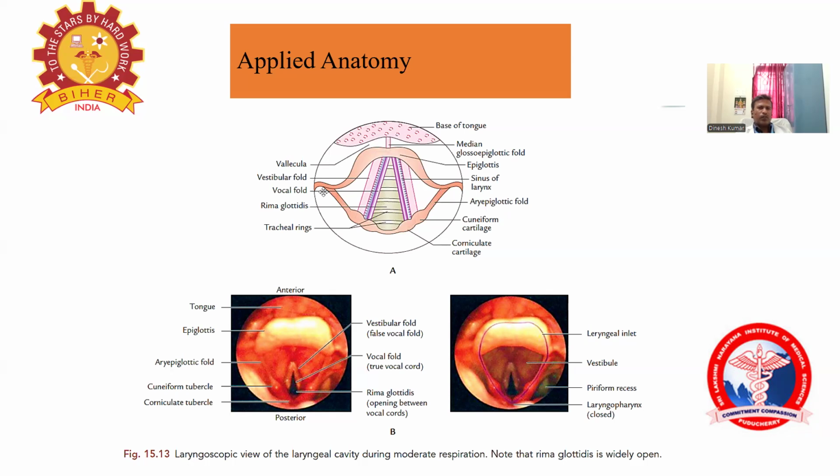This is the vocal fold and vestibular fold. The space between the base of the tongue and the epiglottic fold is called the vallecula. In the laryngoscope, you can see the constriction of the muscles, paralysis of the muscles, or narrowing of the muscles.